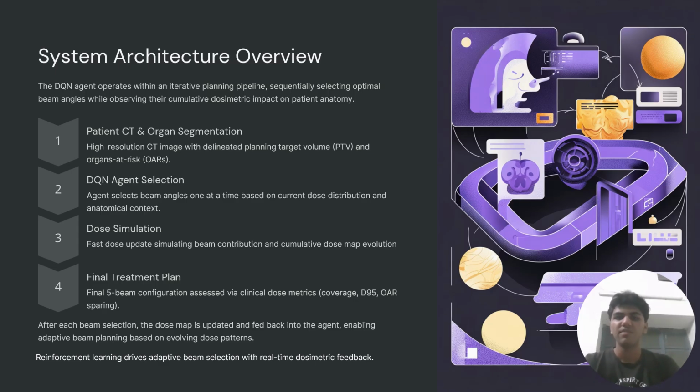Finally, after selecting 5 beams, we evaluate the plan using clinical metrics such as PTV coverage, D95%, and OAR mean dose. This serves as feedback for the learning process, guiding the agent towards clinically favorable decisions. In essence, this system enables adaptive beam planning. The agent continuously responds to the dose distribution it creates, refining its choices in real time. It simulates how an expert radiation oncologist thinks, but does so algorithmically and at scale.